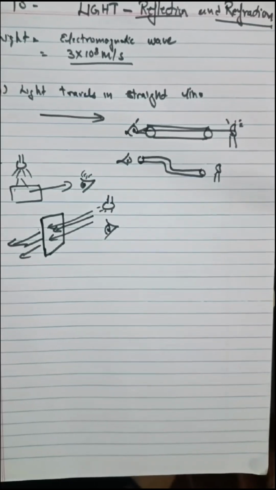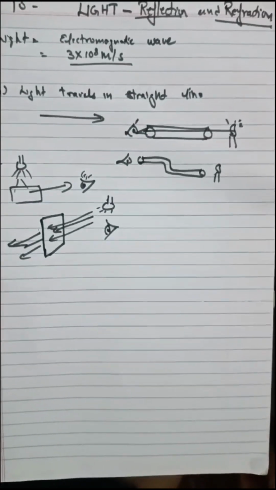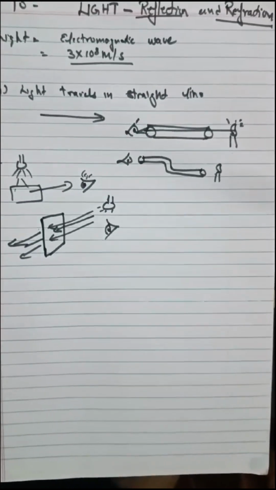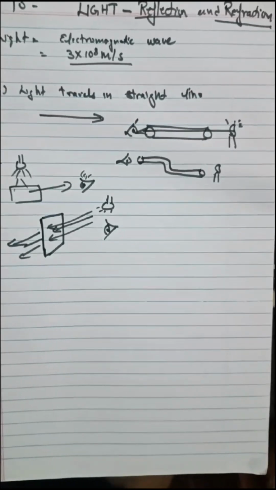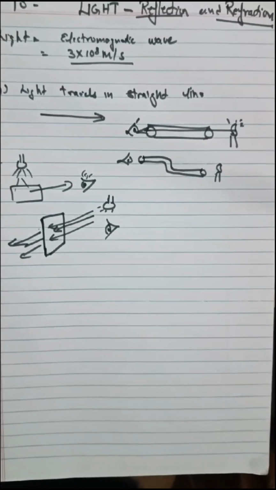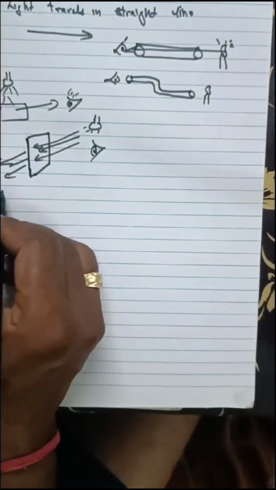You may collide with the glass if the glass is very, very clear. So for any object to be visible to us, the light should be getting reflected from that surface and reach our eyes. Either it is a source of light itself, or it should reflect from the surface of the object. Hence we come to the concept of reflection.